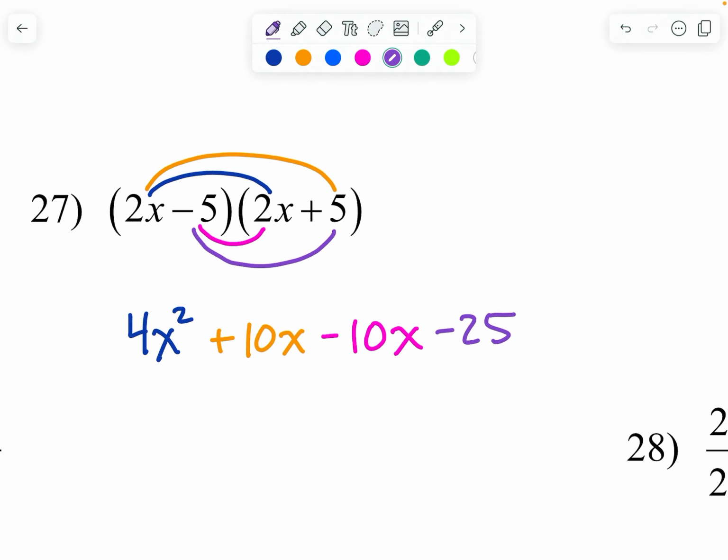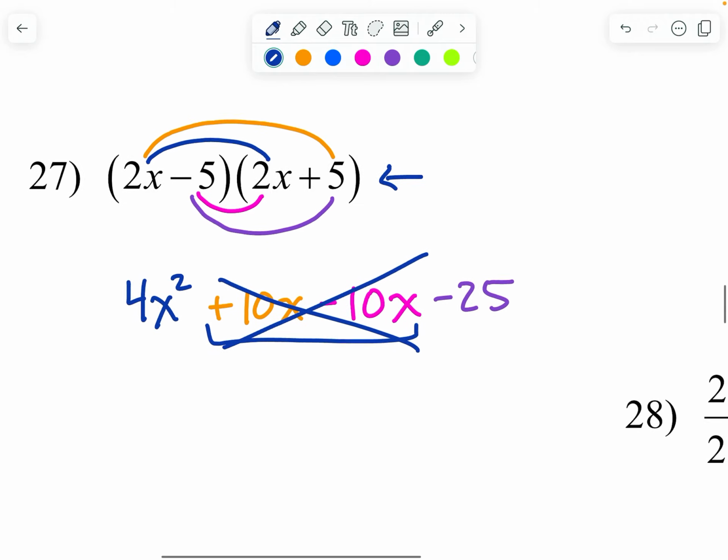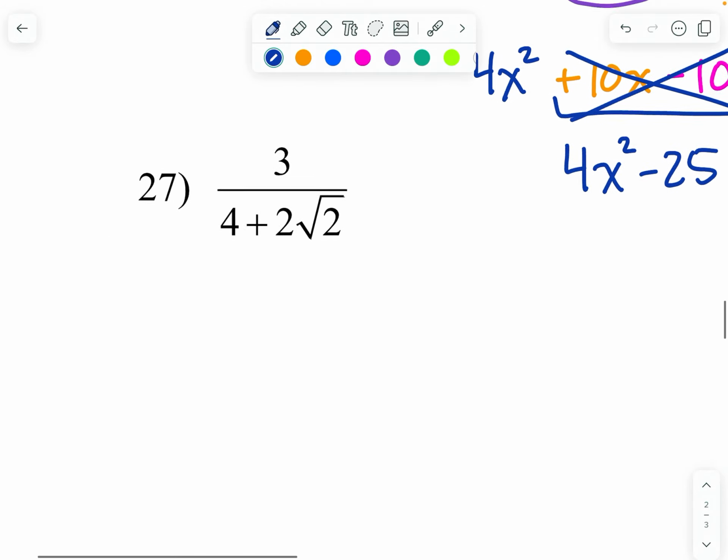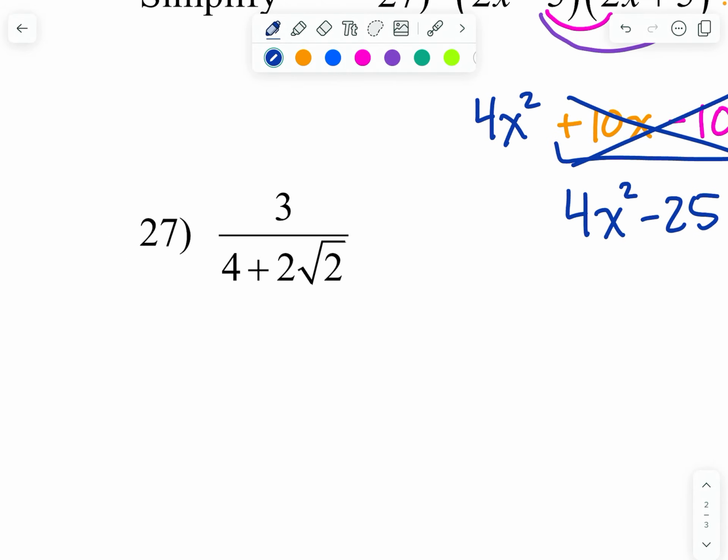When we have 2 conjugates, that's what these 2 are called, where they're exactly the same and one is plus and one is minus. These 2 terms in the middle will always cancel each other out, which means I get 4x squared minus 25 here. We're going to use that to our advantage on question number 27. You could try 27 beforehand if you wanted.